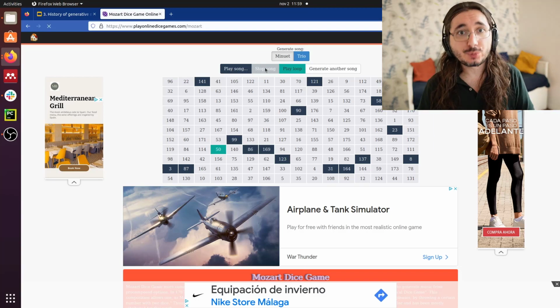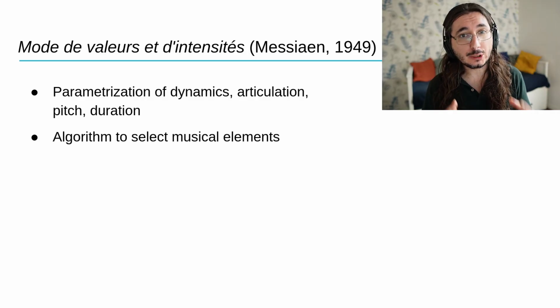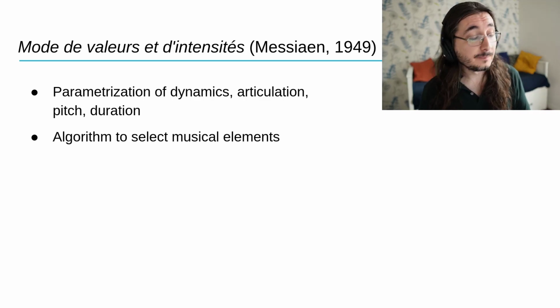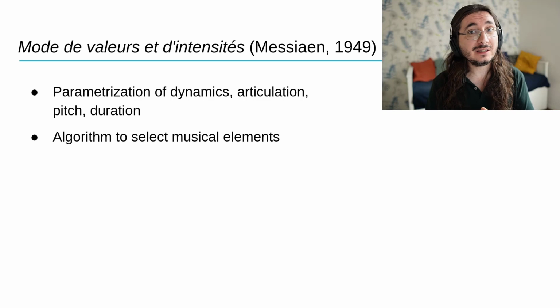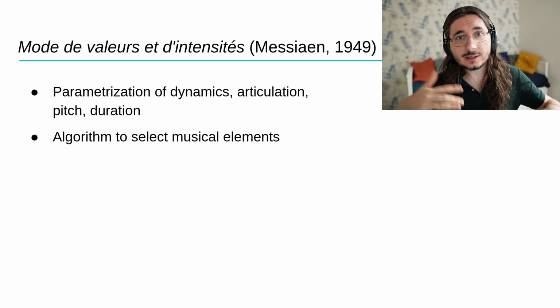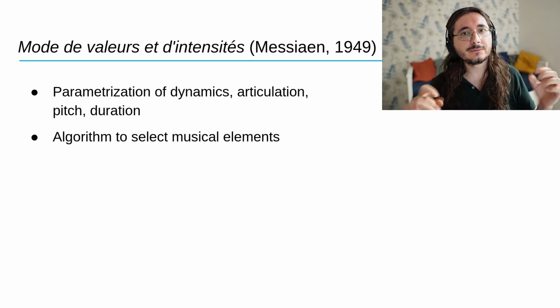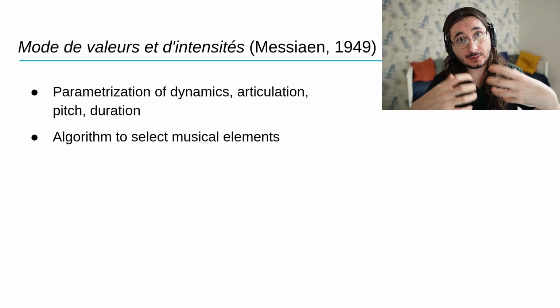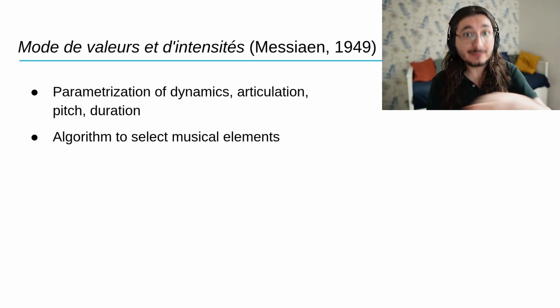Another composition that I really love from this pre-computer era is one called Mode de valeur et d'intensité by the French composer Olivier Messiaen. And that is from 1949. So how does this work? Well, Messiaen utilizes a parameterization of different musical variables, like for example, dynamics, articulation, pitch, and duration. And it comes up with an algorithm to select all of these musical elements that have been parameterized.